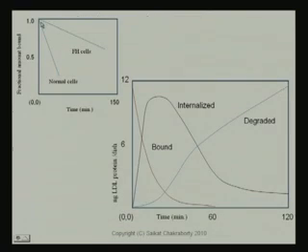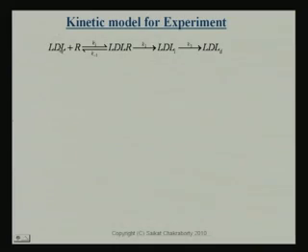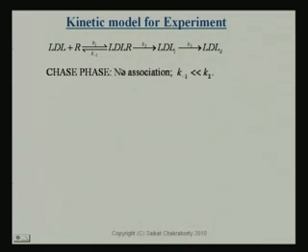So LDL-R is not 0, so this is the beginning of the chase phase. The LDL-R is not 0 at t equals 0, it has a certain value. If you did a full model, then what will happen? LDL-R would be 0 at t equals 0, but because we are separating out the pulse and chase phase, the value of LDL-R is whatever has bound. So there is no association.